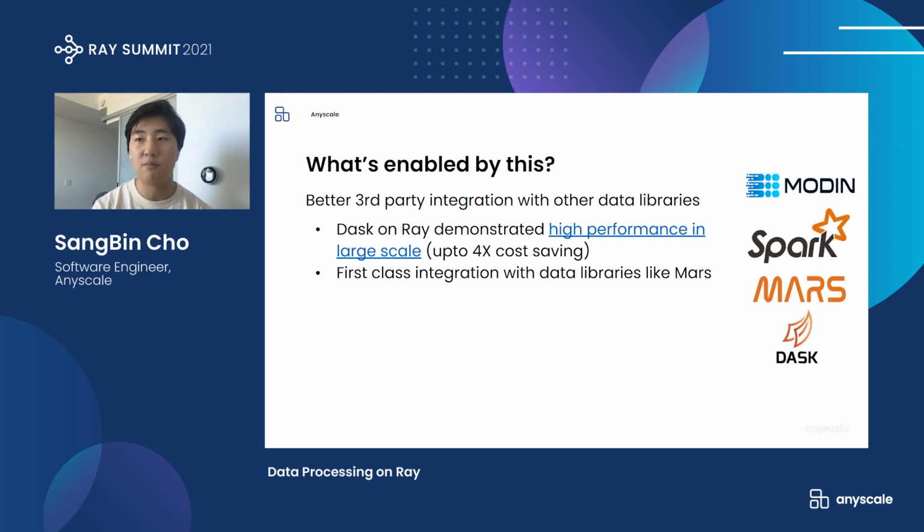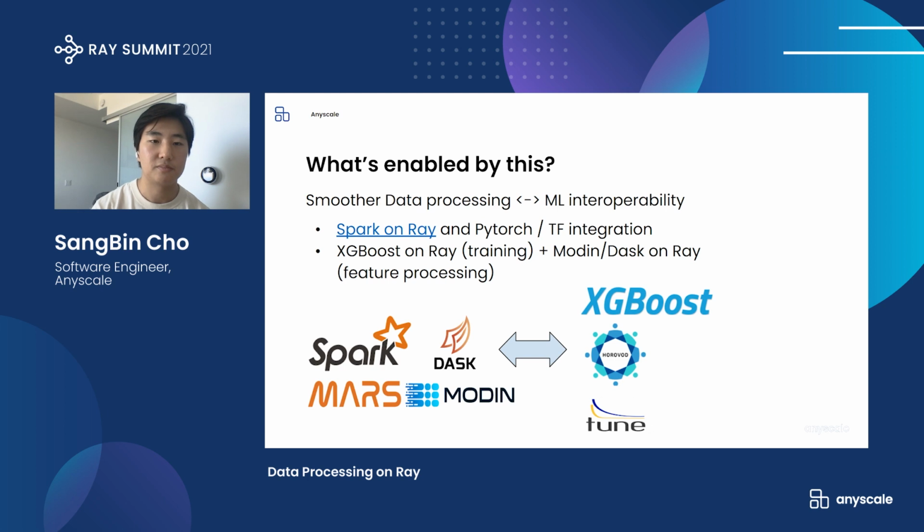And also Mars, which is the library developed by Alibaba for scientific data processing, decided to have the first integration with Ray as well. Another benefit is the interoperability between ETL feature processing and ML training workloads. It became much smoother.